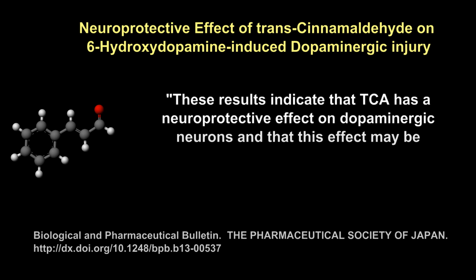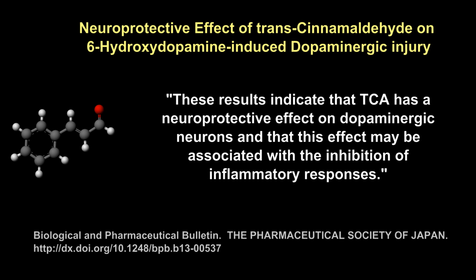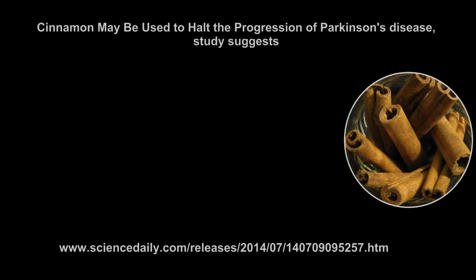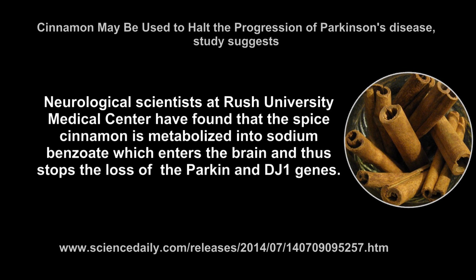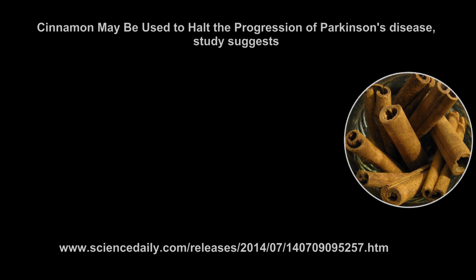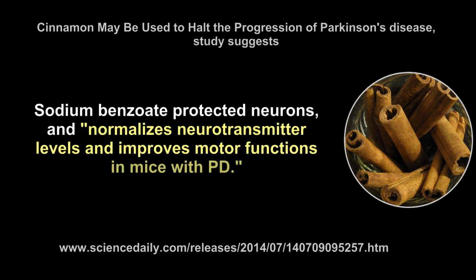These results indicate that trans-cinnamaldehyde has a neuroprotective effect on dopaminergic neurons, and that this effect may be associated with the inhibition of inflammatory responses. Neurological scientists at Rush University Medical Center have found that the spice cinnamon is metabolized into sodium benzoate, which enters the brain and thus stops the loss of the Parkin and DJ1 genes. Sodium benzoate protected neurons, normalized neurotransmitter levels, and improved motor functions in mice with Parkinson's.